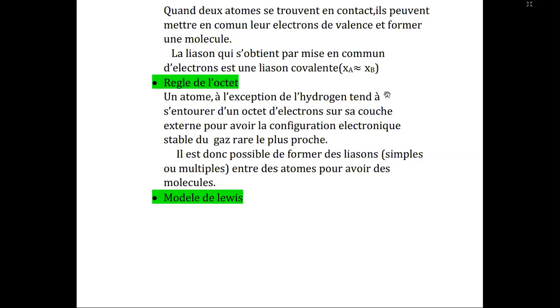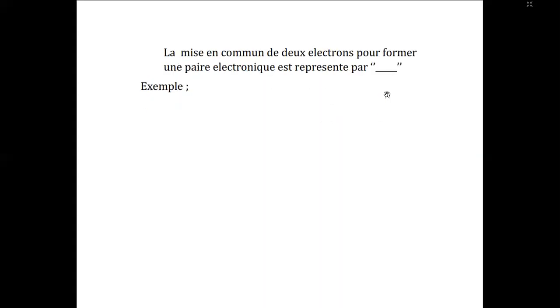So Lewis formulated a method of how we can draw or show the chemical bonding of atoms without writing their electronic structure, the shells. So that's what we are going to do. When you hear model de Lewis, that's what they mean. So that means on commande des électrons pour former une paire électronique est représentée par the dash, this dash here.